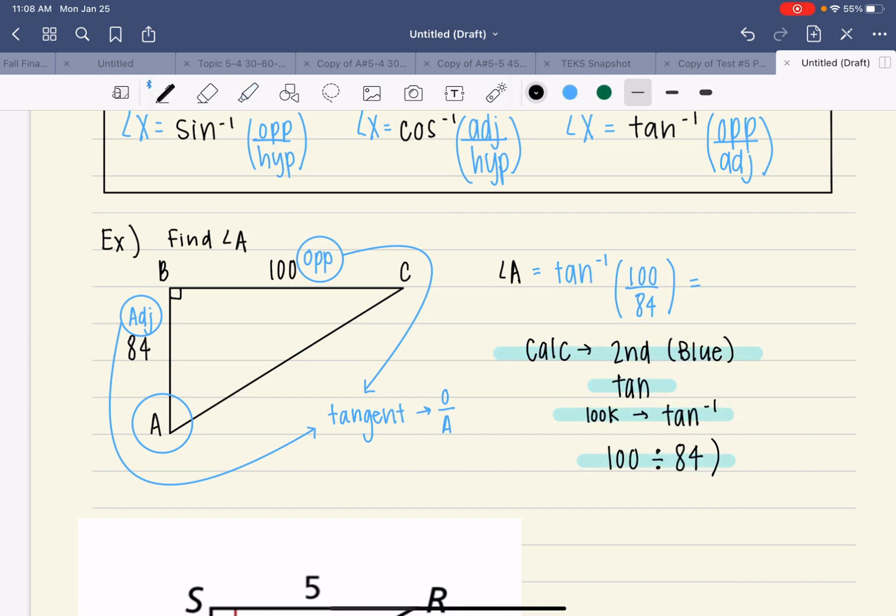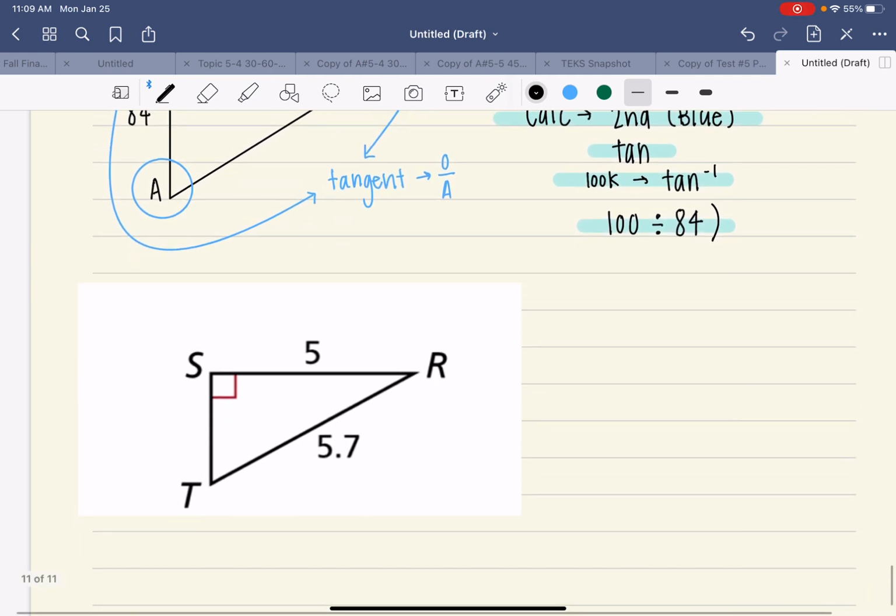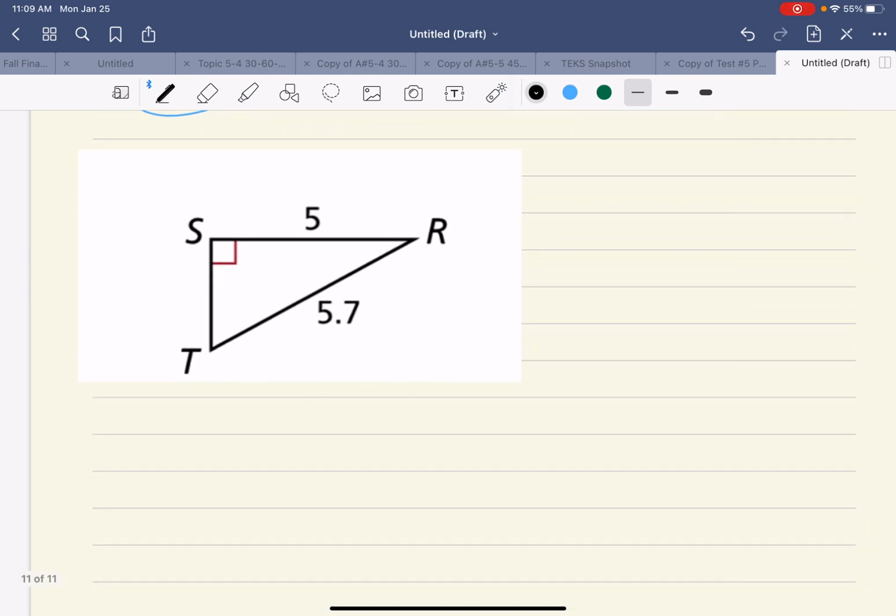All right, and when you do that, you should get 49.9, which then rounds up to 50 degrees. So angle A is 50 degrees. All right, so let's do this next one.